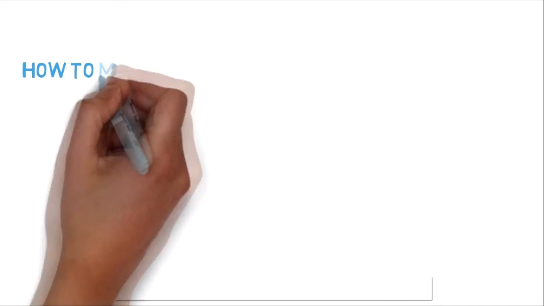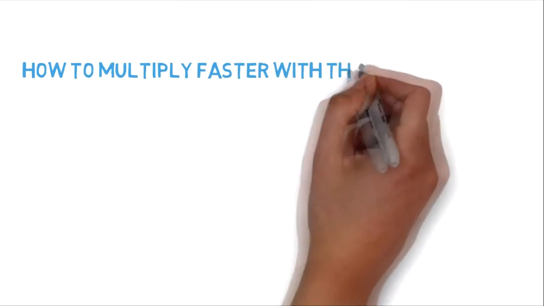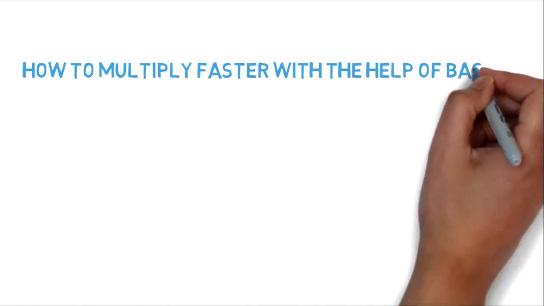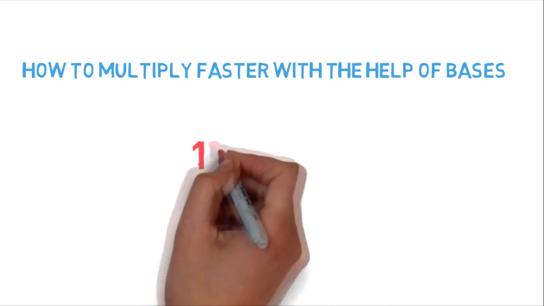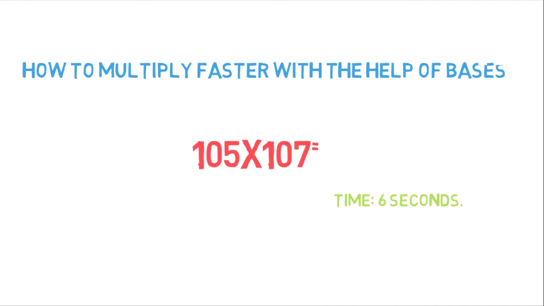Hey guys, this is Geeky Gyanchos and today we will learn how we can multiply faster with the help of bases. At first I will give you a multiplication and a certain time period, and let's see if you can find the answer. So here's the multiplication. What is 105 into 107? You have a time of 6 seconds. Let's see if you can find the answer.